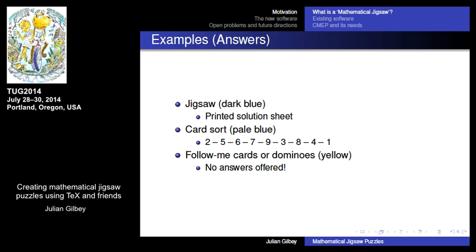The card sort, pale blue, the correct sequence is card number 2, followed by 5, followed by 6, followed by 7, followed by 9, followed by 3, followed by 8, followed by 4, followed by 1. And the following cards, dominoes, I haven't bothered to print out the answers. Except that 21 should be 19. I will show you afterwards how I'm going to correct that.